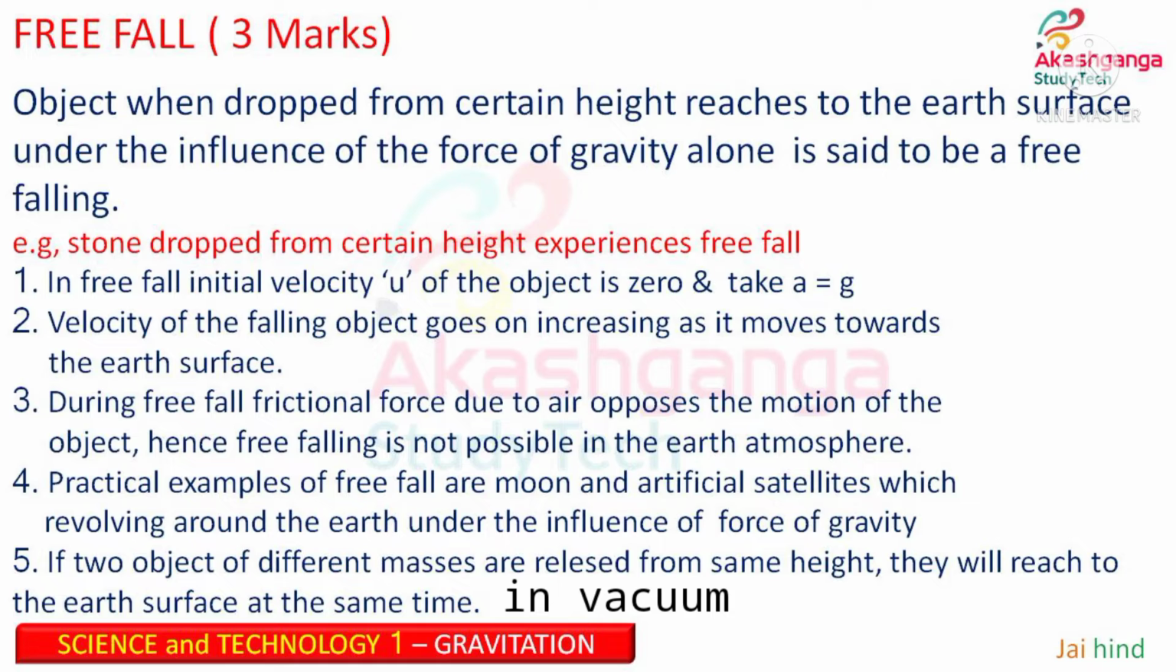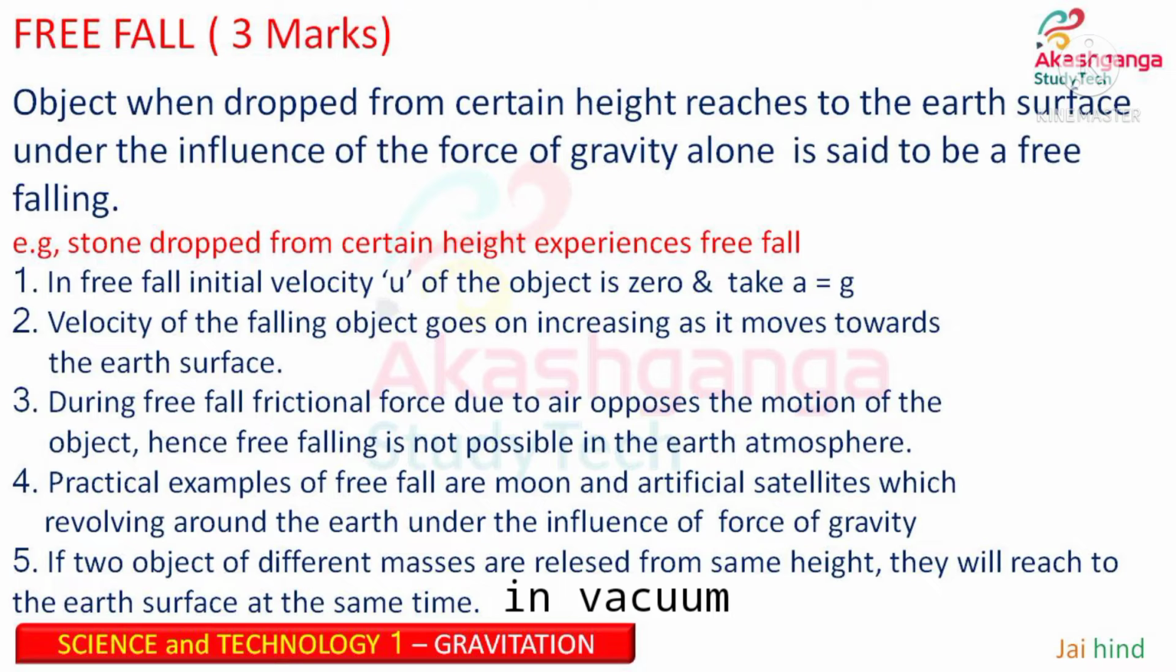Point number 2, velocity of the falling object goes on increasing as it moves towards the earth's surface. Means as the object tries to reach the earth's surface, definitely the speed or the velocity of the object will increase because of the acceleration due to gravity. Point 3, during free fall, frictional force due to air opposes the motion of the object, hence free falling is not possible in the earth's atmosphere.